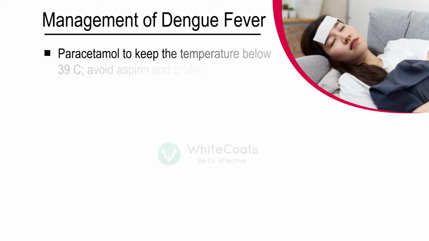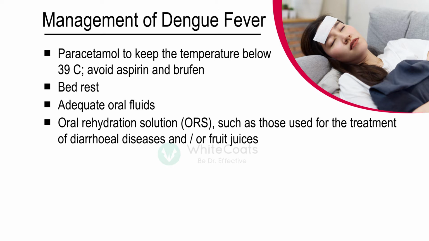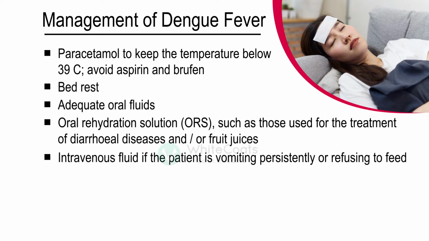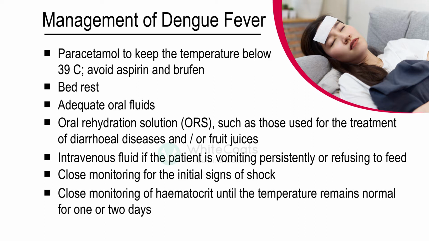Paracetamol every 6 hours may help to keep the temperature below 39 degrees Celsius. However, aspirin and brufen should be avoided. Bed rest and adequate oral fluids are advised. Oral rehydration solution, ORS, such as those used for the treatment of diarrheal diseases and/or fruit juices, are preferred to plain water. Intravenous fluid may be administered if the patient is vomiting persistently or refusing to feed. Close monitoring for the initial signs of shock is needed to prevent complications. Close monitoring of hematocrit should be done until the temperature remains normal for 1 or 2 days.